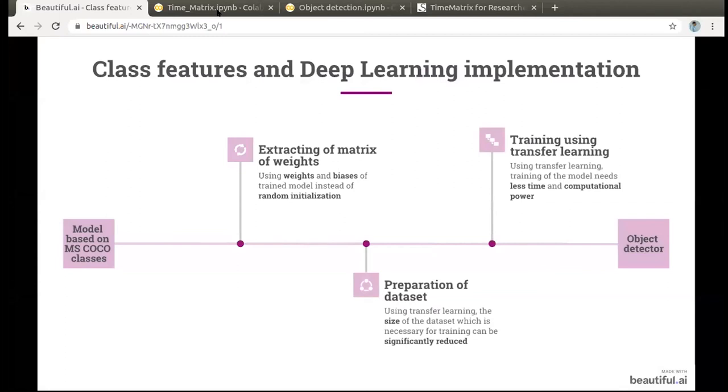So this is just the pipeline which we saw yesterday about how we achieve the object detector. We extract the matrix of weights using transfer learning from a pre-trained model based on the COCO dataset. We prepared our own dataset, or rather we are in the process of preparing it right now. And using transfer learning, we train our object detector.